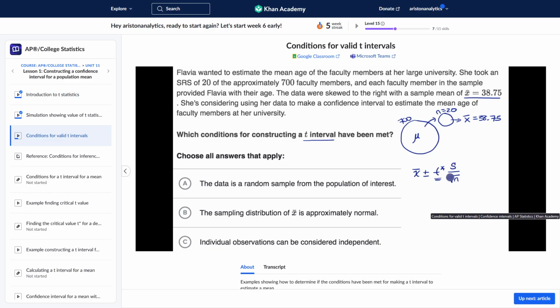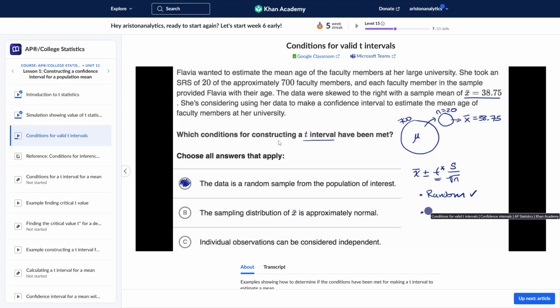Now, in order for this to hold true, there are three conditions, just like what we saw when we thought about z intervals. The first is that our sample is random. Well, they tell us that here, that she took a simple random sample of 20. And so we know that we are meeting that constraint, and that's actually choice A. The data is a random sample from the population of interest. So we can circle that in.